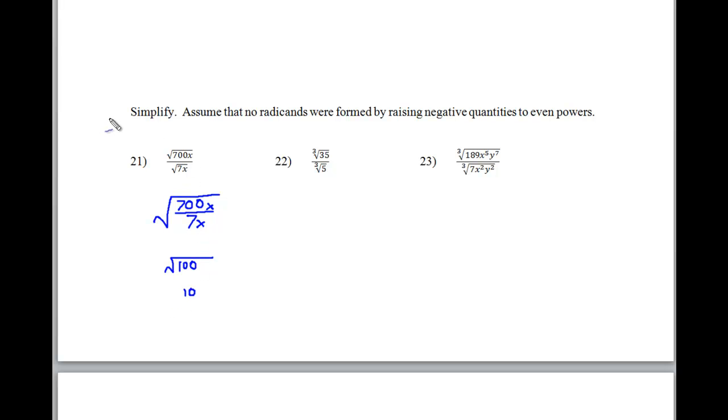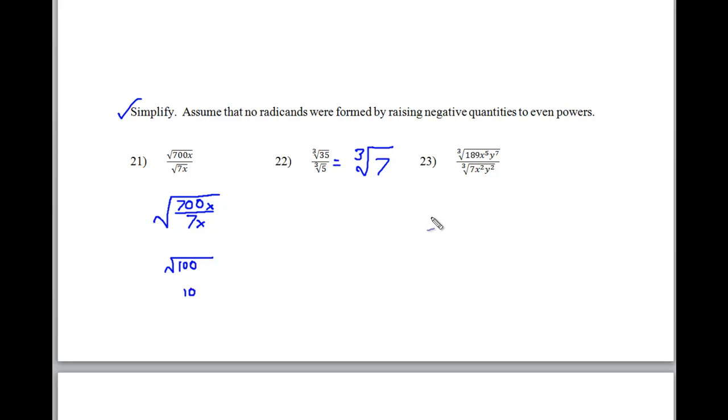Now again, because of this statement here, we don't have to consider that as plus or minus 10, which will simplify it, or actually make a lot of our even roots, square roots, fourth roots, sixth roots, not having to think about that situation. In problem 22, this one's pretty quick because dividing these two will just give you 7. 35 divided by 5 is 7. And the cube root of 7 cannot be further simplified.